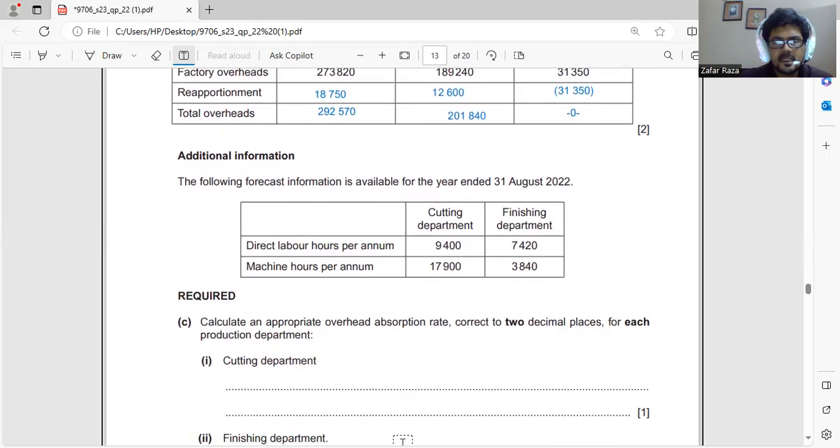Now, calculate an appropriate overhead absorption rate, correct to two decimals, for each production department. I think in cutting department, machine hours are greater than direct labor hours, so we use machine hours as the basis of absorption rate. And in finishing department, we use direct labor hours.